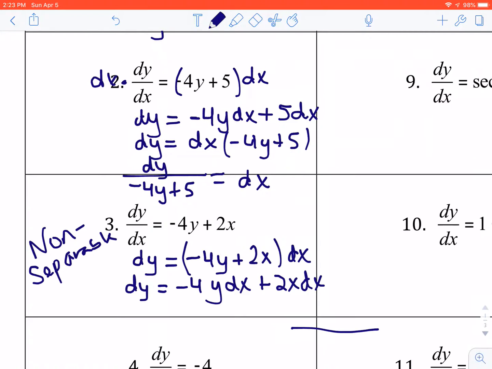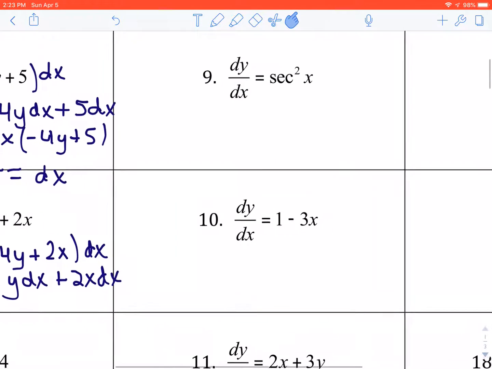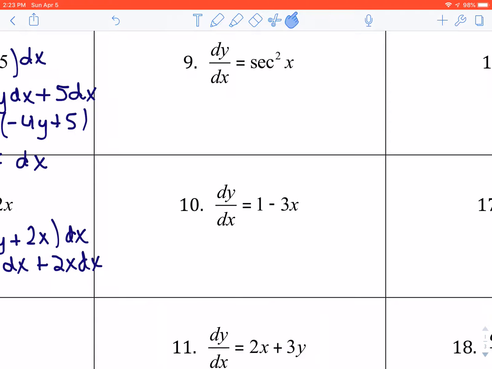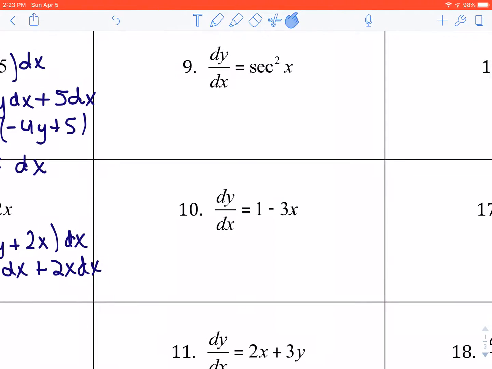Okay, let's slide over to number 10. Think about what we would do in number 10, and hopefully you multiply both sides by dx, and that's about it, the best we can do. Then we would be ready to integrate.